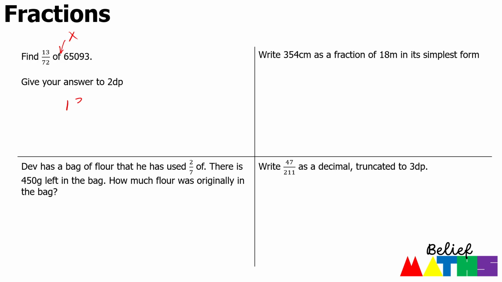So on our calculator, we can just write 13 over 72 multiplied by 65,093, and that gives us an answer of 11,752.90278. And then it wants our answer to 2 decimal places. So again, even though it's a 0, 90, and that's us finished.